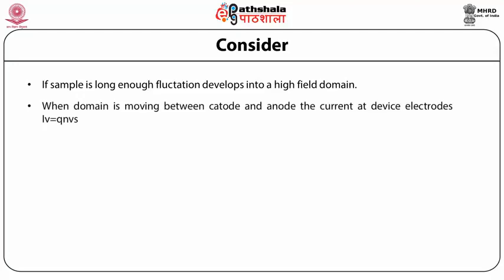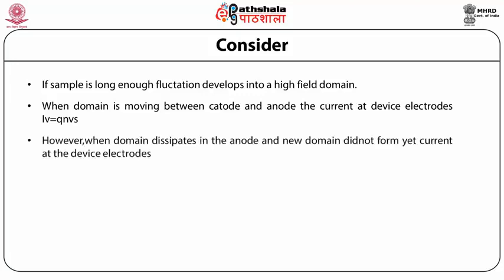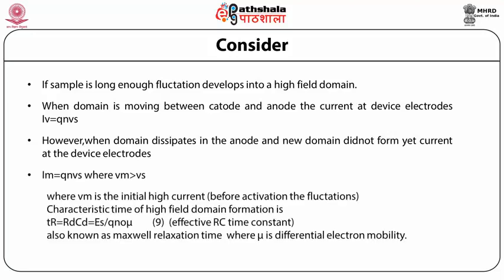When the domain is moving between the cathode and the anode, the current at the device electrodes is I_V equal to q n Vs. However, when the domain dissipates in the anode and a new domain has not formed yet, the current at the device electrodes is I_m equal to q n Vm, where Vm is greater than Vs, and I_m is the initial high current before activation of the fluctuations.